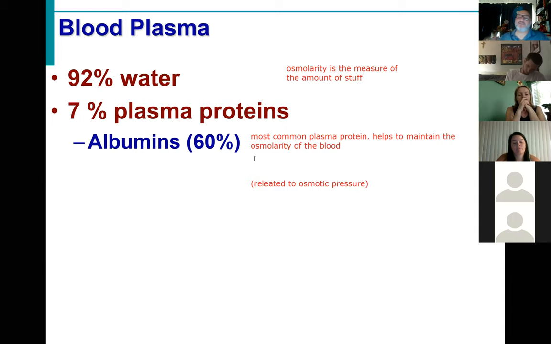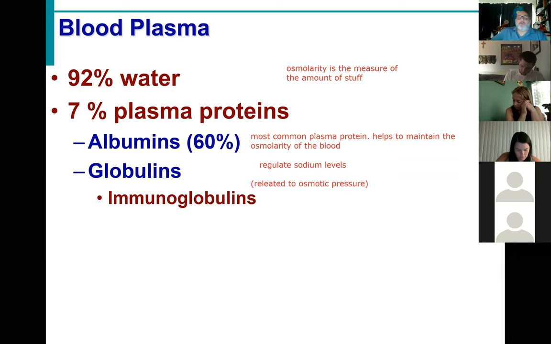And if albumin is the most common plasma protein, what ion do you think it helps us to regulate the levels of? It's the most common ion in the body. Sodium. Right. So it also helps us to regulate sodium levels. Excellent.